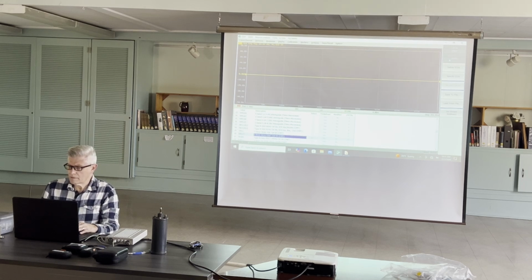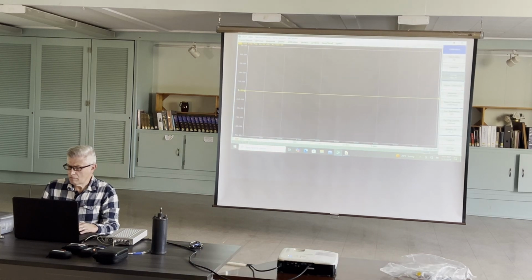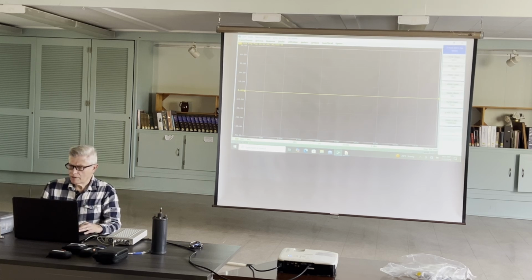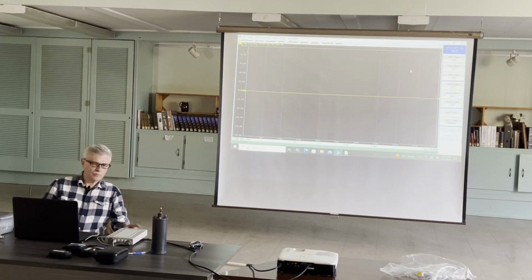Okay. And then the cal kit. And now we're going to do what's called a 2-port calibration. So we're going to do this twice. We're going to do it for each port.